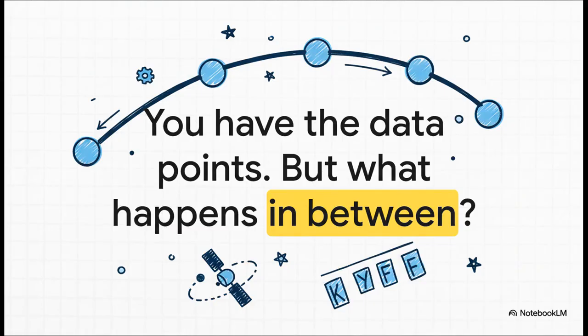I mean, think about it, right? You get a stock price at closing time. You get a temperature reading on the hour. We know exactly what's happening at those specific moments. But what about all that time in between? What was the stock price at 10:30 a.m.? What was the temperature at half past the hour? How can we make a really good educated guess about the stuff we didn't actually measure?